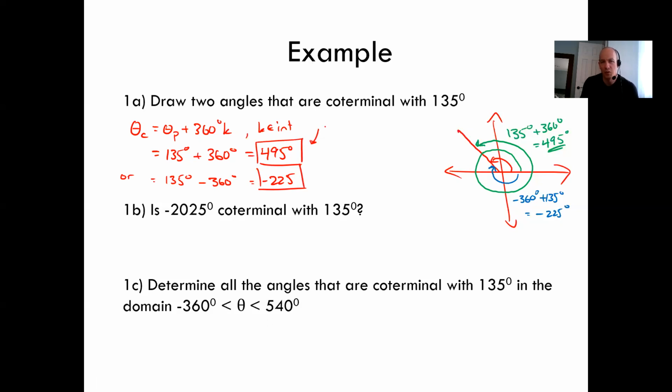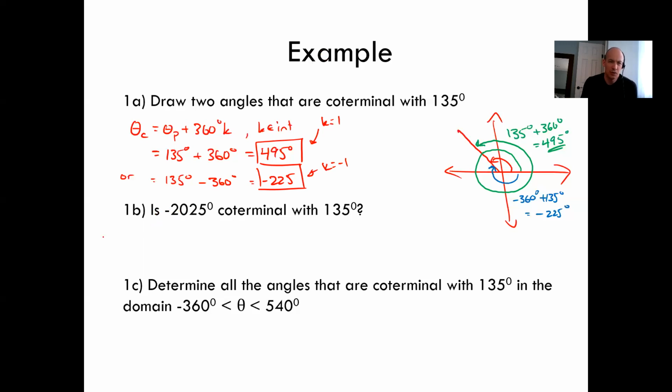And of course, this is what you get when k is equal to 1, and this is what you get when k is equal to negative 1. Don't overthink the k thing, right? K just means it can be 1 multiple of 360 or 2 or negative 1 or negative 2 or whatever. Okay, 1b: is negative 2025 coterminal with 135?